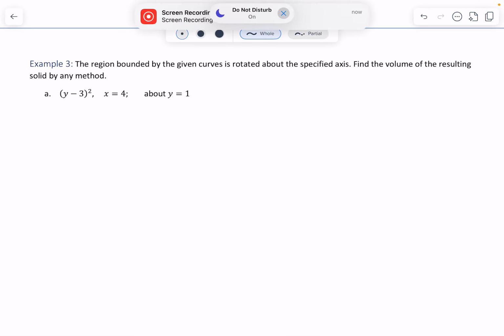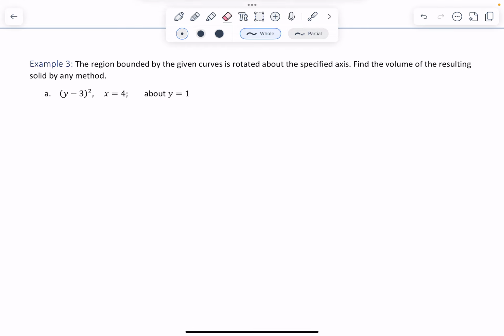Again, I want to do one more problem. Here we're going to rotate around the specified axis. This one goes around y equals 1. So let's take a look at this. One real quick note here.